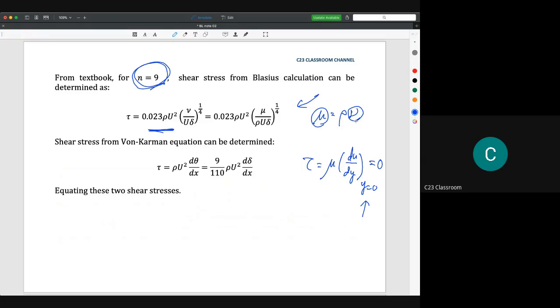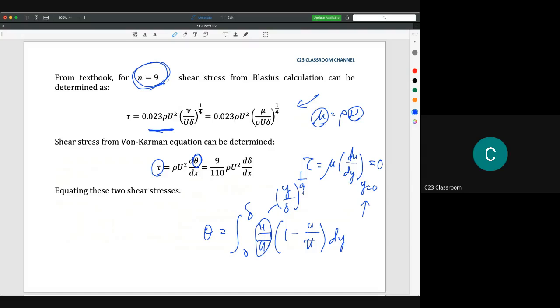Okay, and then we start with the von Karman equation. We know that von Karman is tau equal to rho U square d theta dx. We substitute the value of theta that we have. Here you need to calculate it by using the equation of the integral from 0 to delta of u over U times (1 minus u over U) dy. This is theta, the momentum thickness. I hope you could do this. Substitute the value of u over U with y over delta to the power of 1 over 9 here.